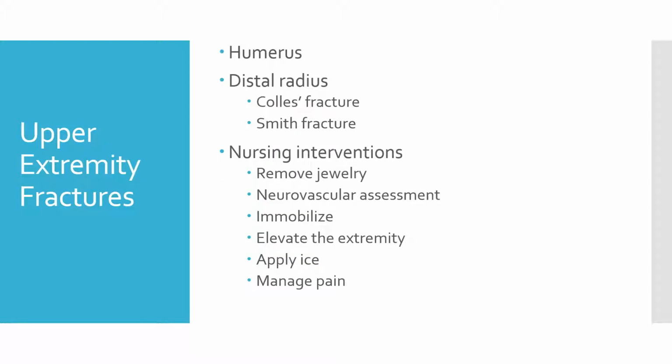Okay, so upper extremity fractures, the humerus, the proximal humerus is one of the most common in older adults. The distal radius is the most common upper extremity fracture. You have two different types of distal radius. The Colles fracture, which is when a person attempts to break a fall by landing on the heel of the hand when the wrist is extended. The Smith fracture is when they attempt to break a fall and then they are flexed wrist.